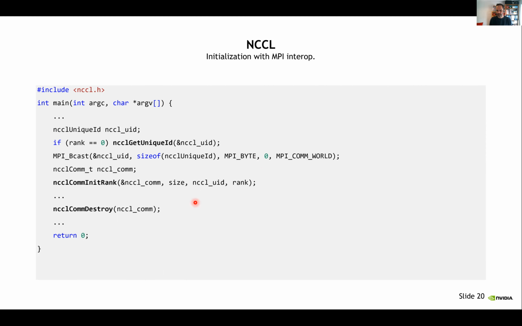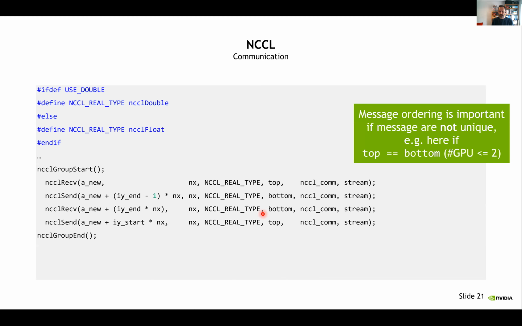And after that, you can use that communicator in NCCL calls to communicate with GPU-accessible buffers. And of course, you should clean up after yourself by destroying the communicator when you're done. So the send-receive pattern I have shown earlier for MPI would look like this with NCCL. We would have a group start and group end, because all the communication we want to express can happen concurrently.